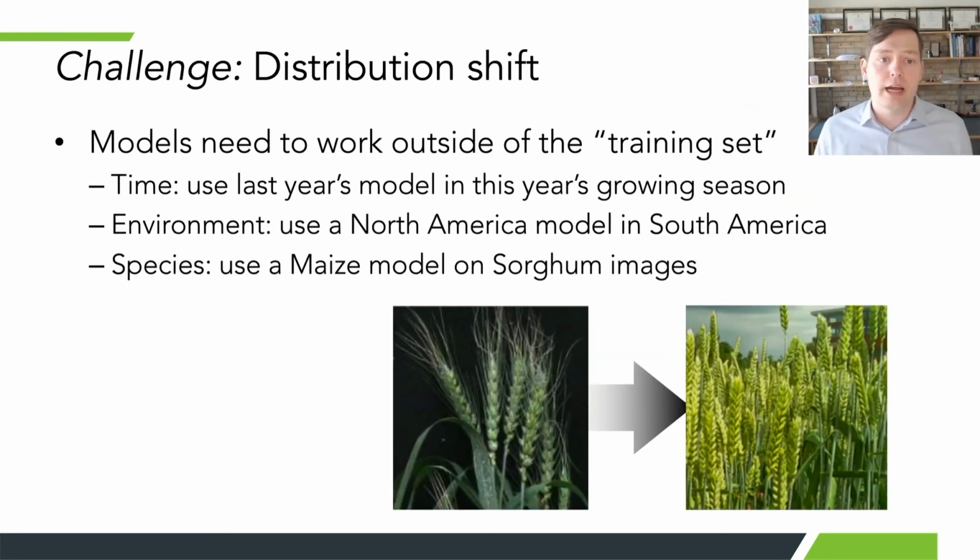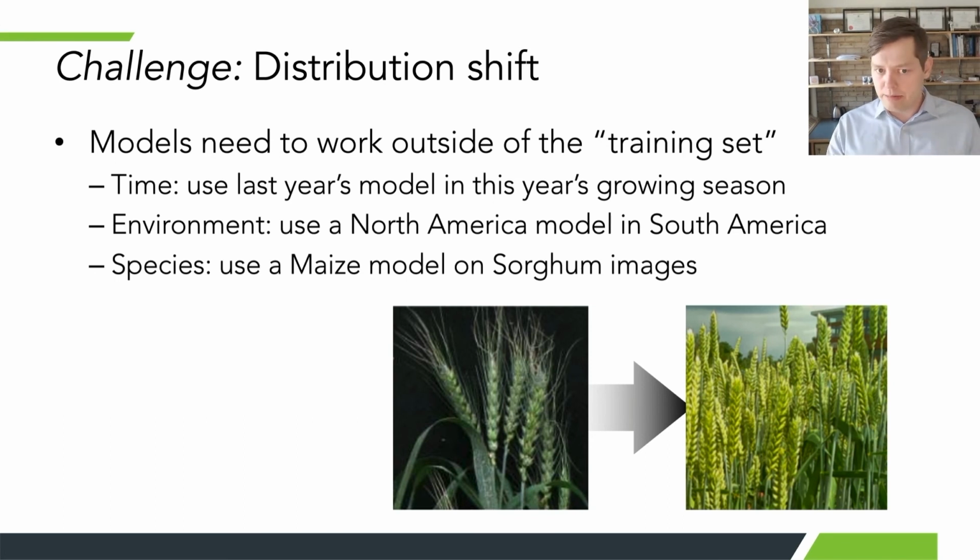Another important challenge for deep learning models is distribution shift. We often want models that we've trained to work outside of the training set. In fact, this is one of the main goals of deep learning: to train a model that works well on unseen data, this test set data.